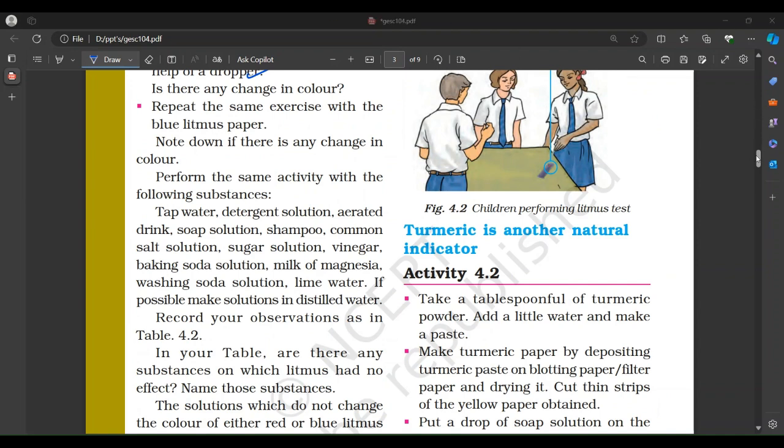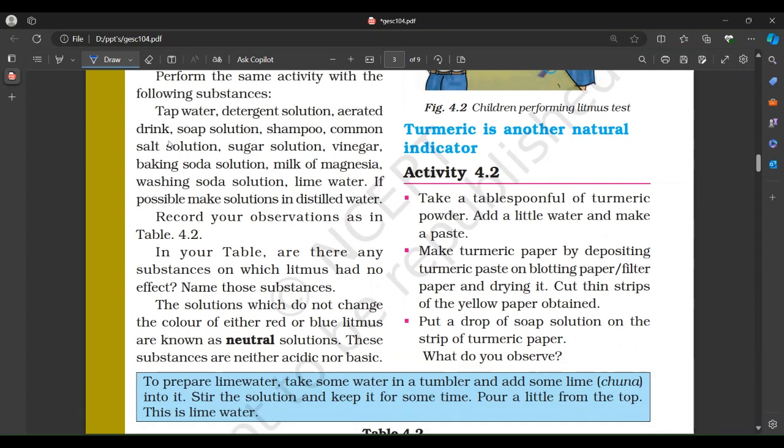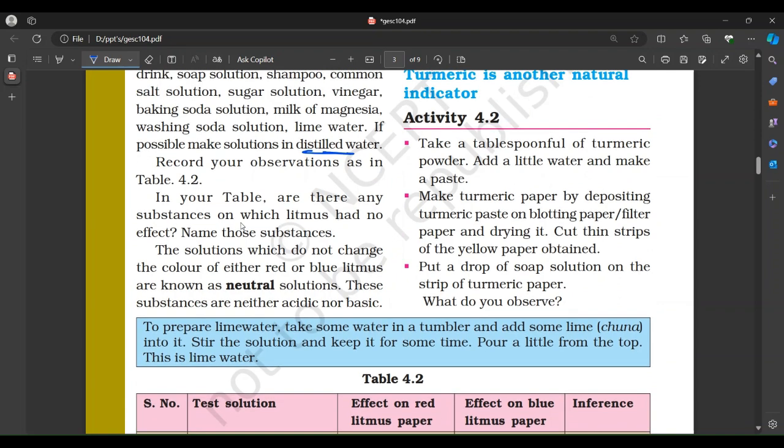Okay. So now perform the same activity with the following substances also. Here they have given some other substances: tap water, detergent solution, aerated drink, soap solution, shampoo, common salt solution, sugar solution, vinegar, baking soda solution, milk of magnesia, washing soda solution, lime water if possible, and make solutions in distilled water. Okay, tap water is not distilled water, you have to remember that. Now record all the observations as in table number 4.2.